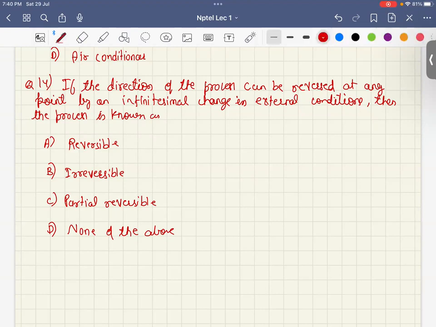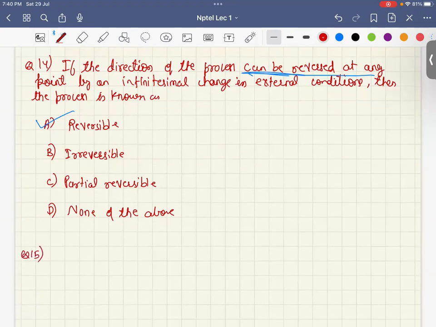So note that the direction of the work can be reversed, right? Can be reversed. That means it's clearly a reversible process, right? Let us move on to the next question.